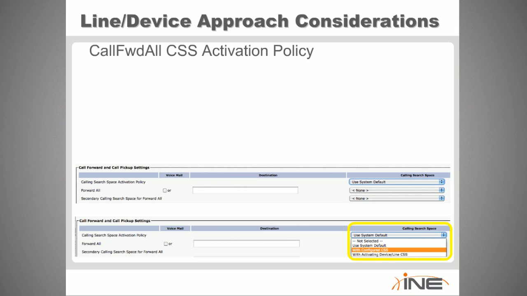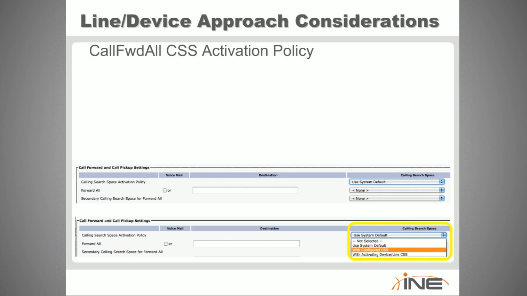So line device approach considerations, some are the call forward all, calling search space, activation policy. So this actually came about in 6.x CUCM. In CUCM version 4 and version 5, we were still able to use the line device approach, and even back in certain versions of 3, although at some point there was actually a switch in the order of the partition ordering, although there has always been the resulting concatenated search space.